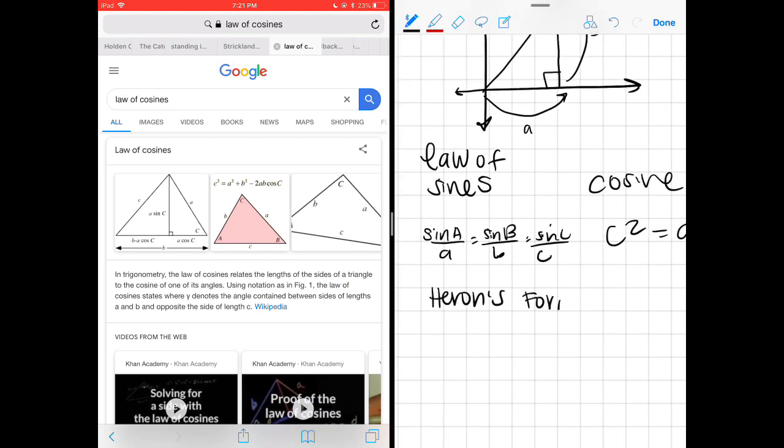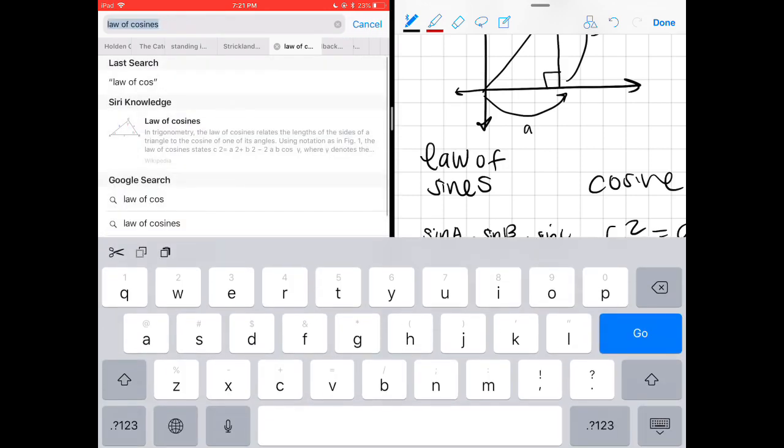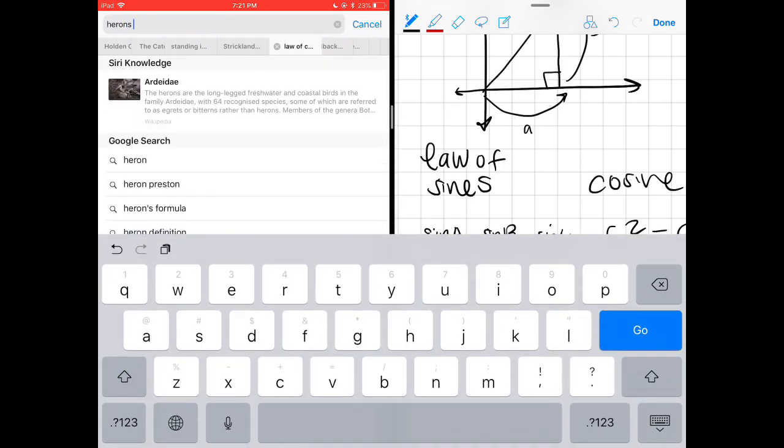So I just wrote down the law of cosines. I hope you guys were able to remember that. And finally, Heron's formula.